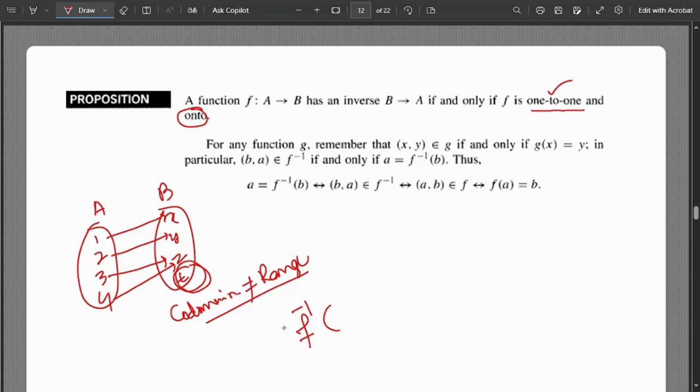Okay, so this cannot be a function, because the definition of a function is that every element of the domain set should participate in that function. So this t must participate in the function if we constitute a function f inverse from B to A. But here we see that there is no image of t in A. So this cannot be a function. So the necessary and sufficient condition for a function to have an inverse is that it must be one-one and onto.